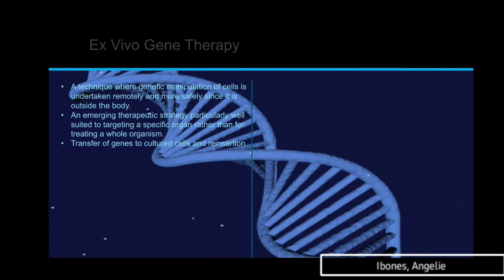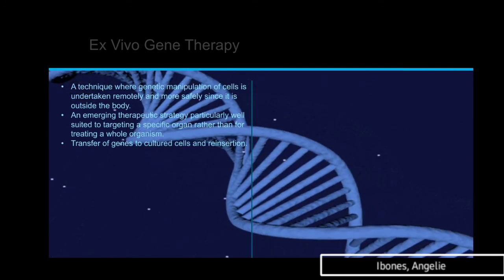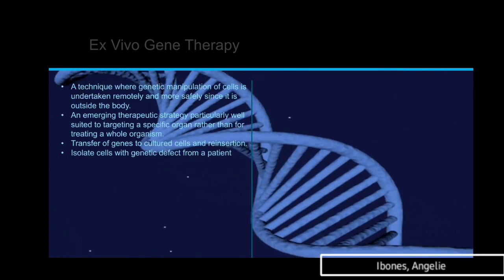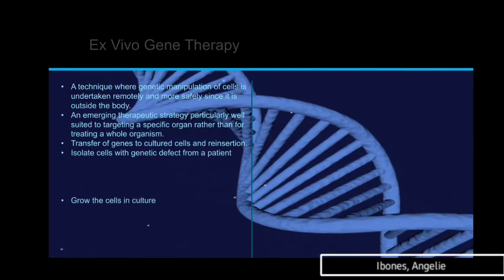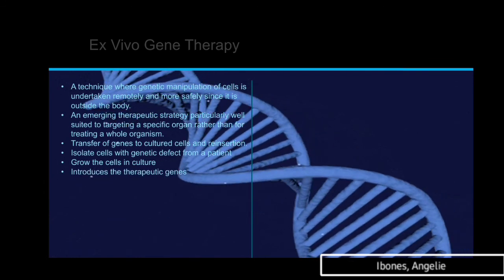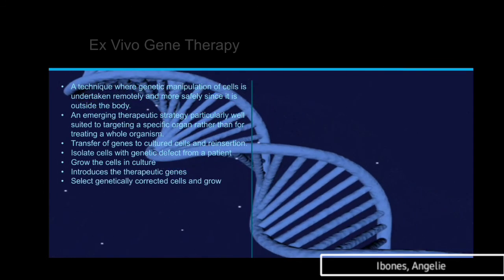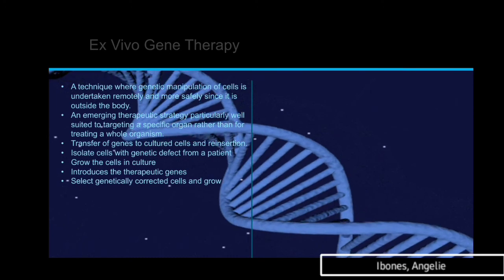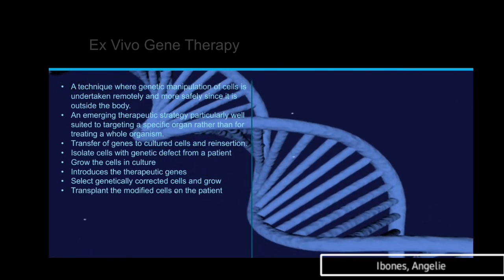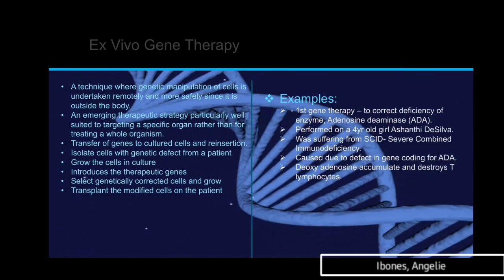It involves transfer of genes to cultured cells and reinsertion. It isolates cells with a genetic defect from a patient, grows the cells in culture and introduces the therapeutic genes, then selects genetically corrected cells, grows them, and transplants the modified cells into the patient.